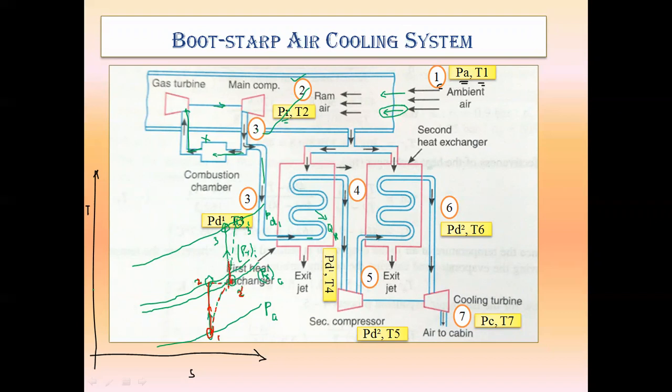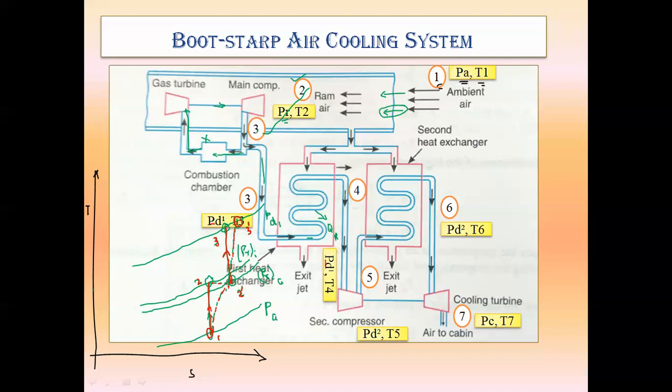Then the 2 dash to 3 process is occurring inside the main compressor. That is nothing but isentropic compression, and the 2 dash to 3 dash process occurring there is nothing but the actual compression process, polytropic, up to 3 dash. Now whatever the 3 to 4 process is, it will occur inside the first heat exchanger. And what will happen inside the first heat exchanger? PD1 will remain as PD1. Only there will be a drop in temperature.